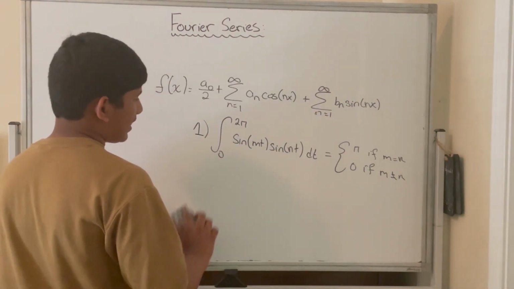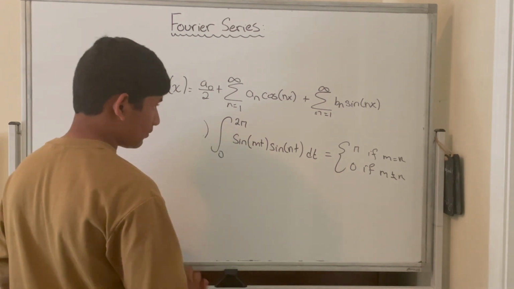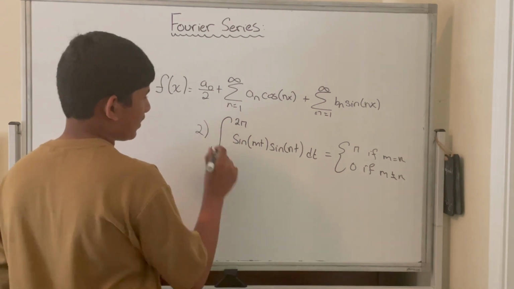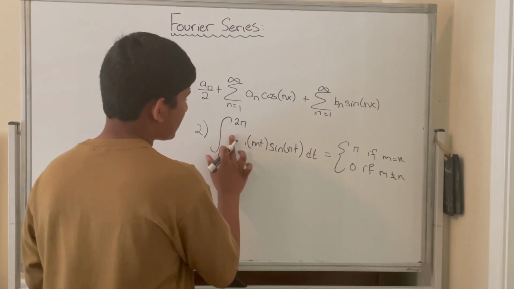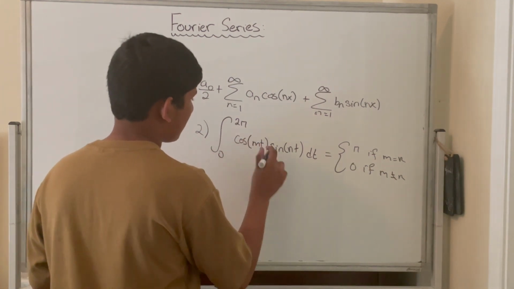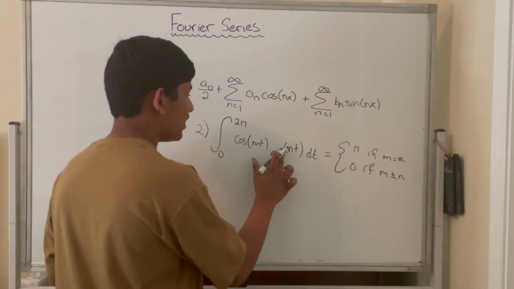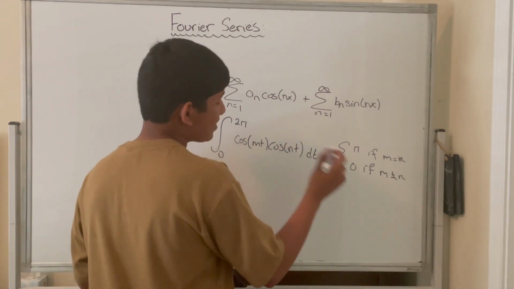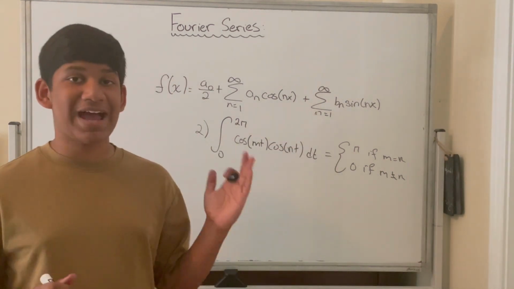Now, the second identity is going to be this. We're going to change this to cosine. We're going to change this to cosine. In doing so, we get the same results. So this is the second identity.